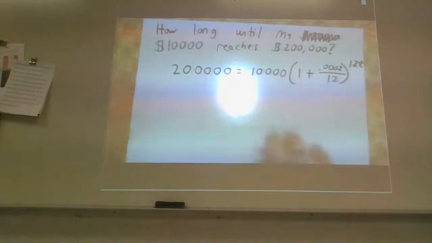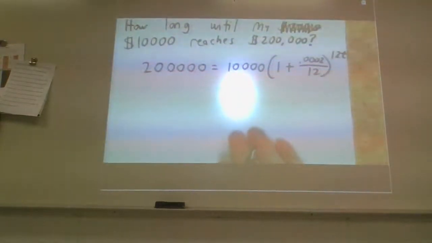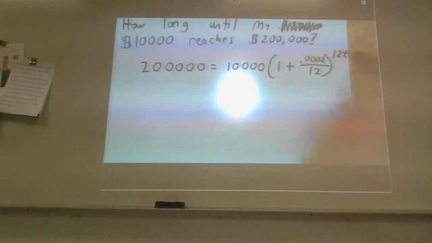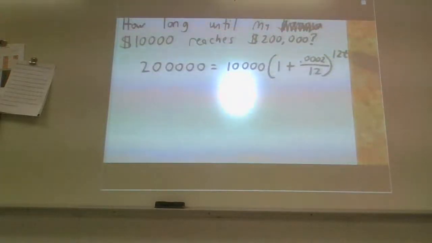There we go. I'm going to read that, make it a little bit more clear. It's 200,000 equals 10,000 parentheses 1 plus 0.0002 divided by 12 in the parentheses. But then this exponent up here, where my pen is pointing, that exponent is 12t. It's 12t, because the t is the number of years it will take.